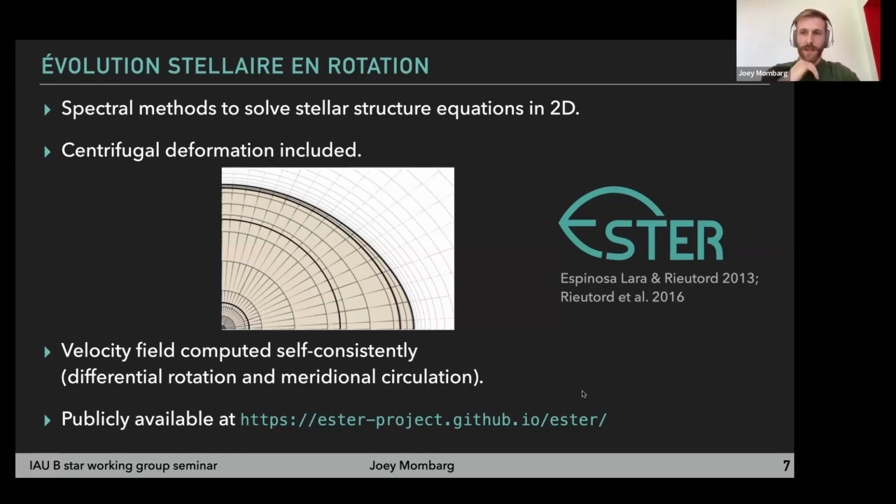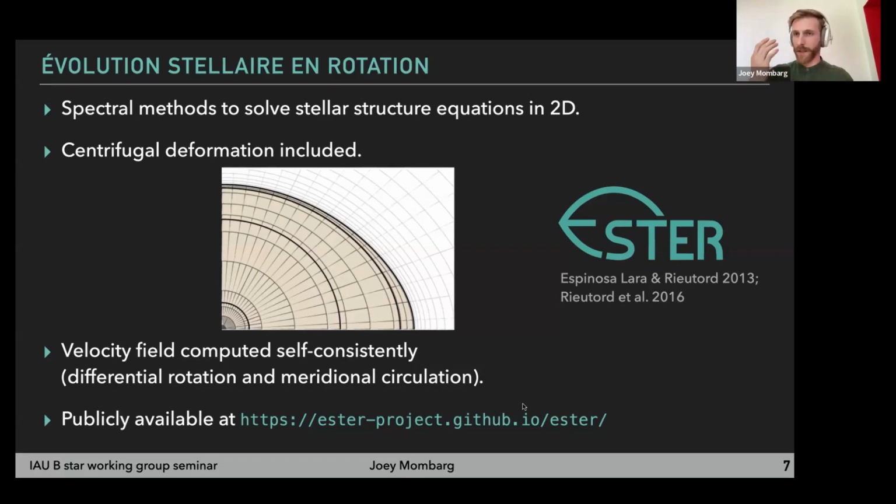conditions. The very powerful thing about ESTER is that it can compute the velocity field in a self-consistent way, something you cannot do with 1D models. With velocity field, I mean the differential rotation that you get from the baroclinicity, so the misalignment of the pressure and the density gradients, as well as the meridional circulation, the large-scale flows that happen because a deformed star cannot be in equilibrium anymore.